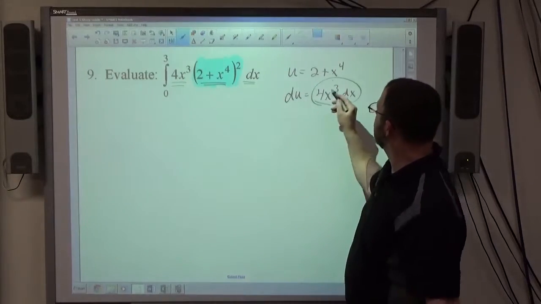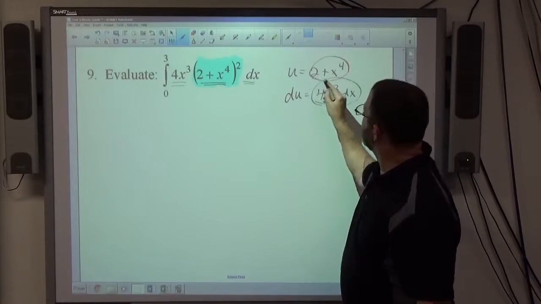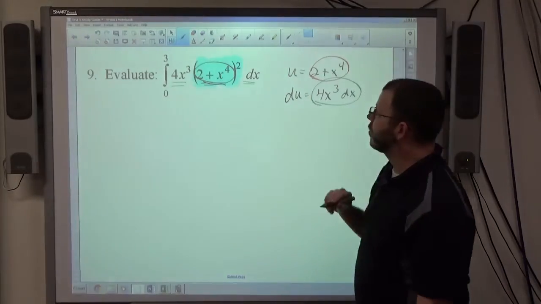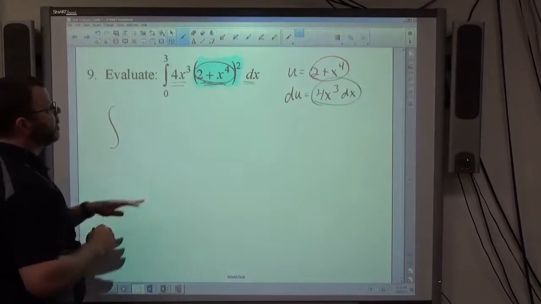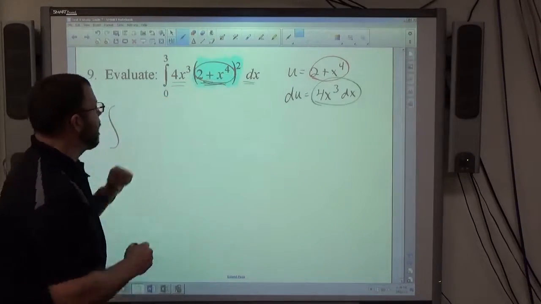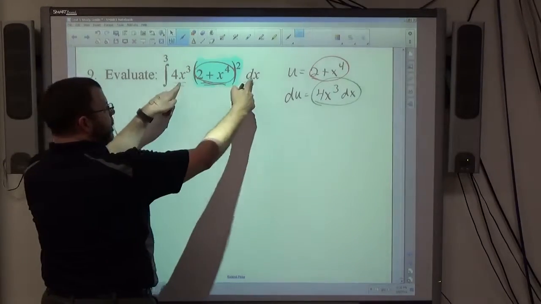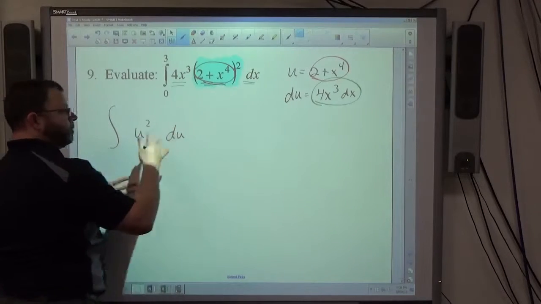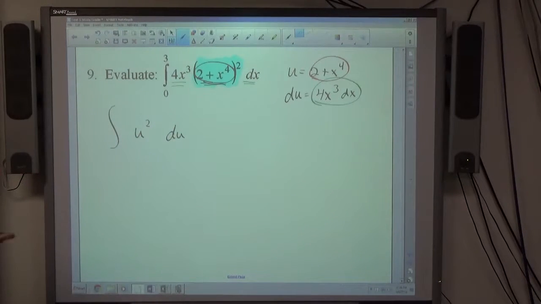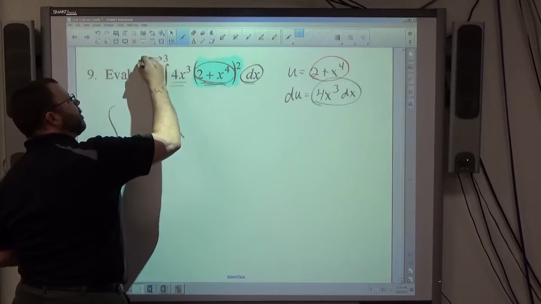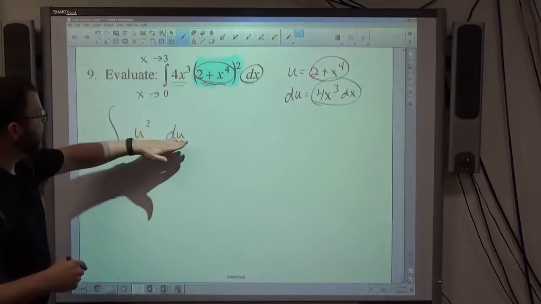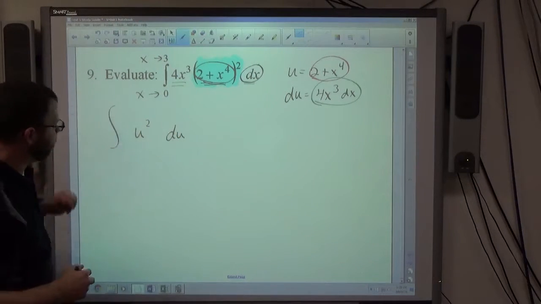So there's du. And this is u, which is right here, which is squared. So I'm going to change the integral from what it was into u to the 2nd power du, going from what it was to a much simpler structure. And then I'm going to change my interval. This is dx, so this is all about x. That's x equals 0, that's x equals 3. This is du, so I want both of these to be u's.